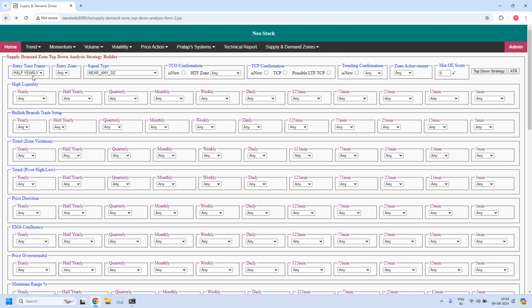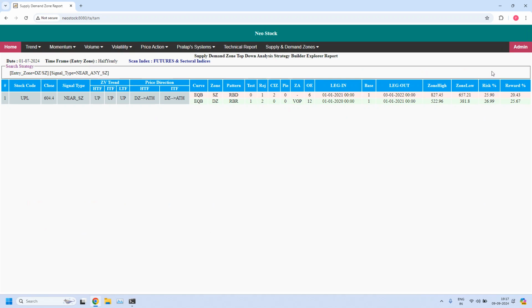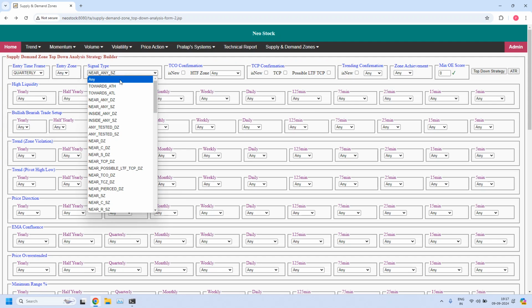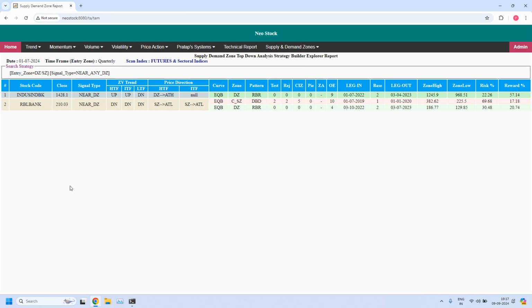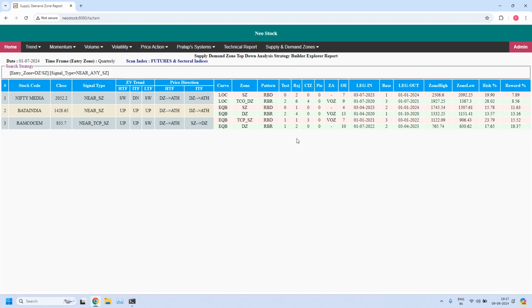So the next report for half yearly time frame, let us find the stocks near half yearly supply zone. One stock is near to the half yearly supply zone. Next, quarterly time frame, let us find the stocks near quarterly demand zone. Two stocks are filtered. Next, for quarterly time frame, let us find the stocks near quarterly supply zone. Three stocks are filtered.